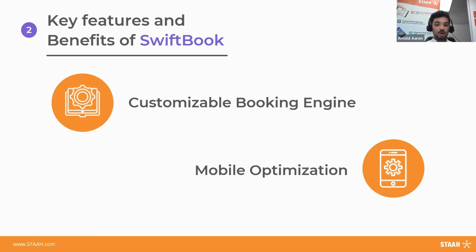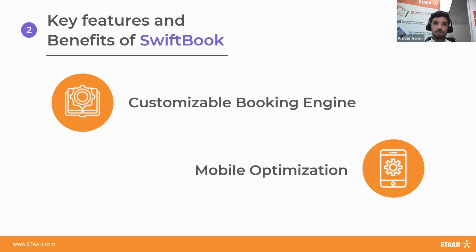SwiftBook is the answer for that. SwiftBook is mobile optimized. So irrespective of whether you're seeing it on a mobile device, on a tablet, an iPad, or on different sizes of screens, the Swift booking engine will automatically resize, and it will display all the details of your rooms or your property in the right form and format. So mobile optimization is, I think, a really key feature.